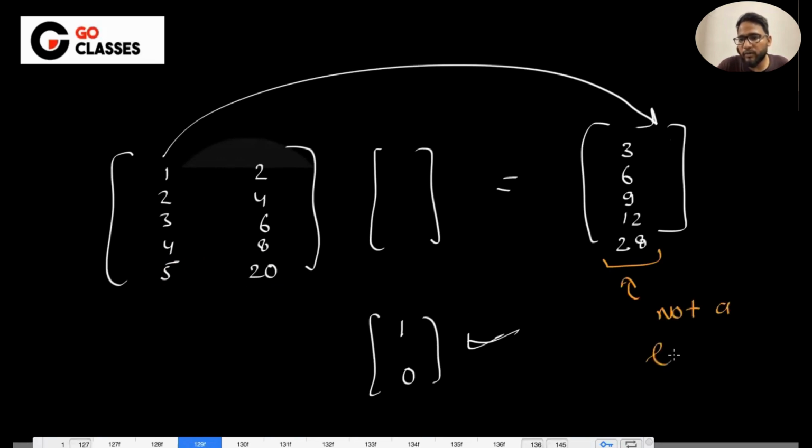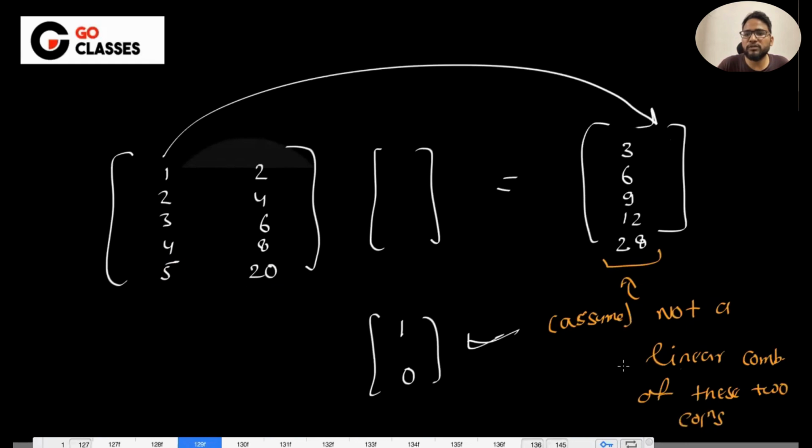Not a linear combination of these columns. I'm just assuming it. Maybe it is a linear combination of these two columns. Suppose that this is not a linear combination of these two columns, then do you have the solution here? Can you tell me the solution? No, right? There is no solution here.